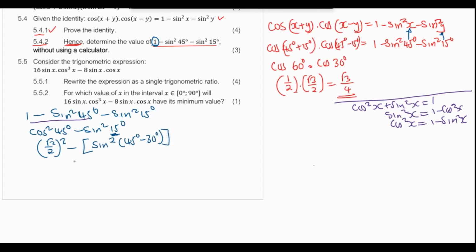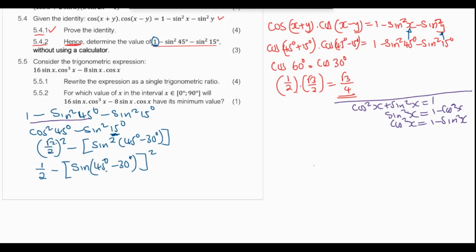It will be better if we write this thing like this. If you say root 2 over 2, remember root 2 over 2 squared will give us 1 over 2, because root 2 squared is 2, then 2 squared is 4. 2 over 4 is 1 over 2, right? Minus, and then if we can write this square outside the bracket, it's going to make our life easy. So let's write this one like this: sine 45 degrees minus 30 degrees, like this, and then squared.